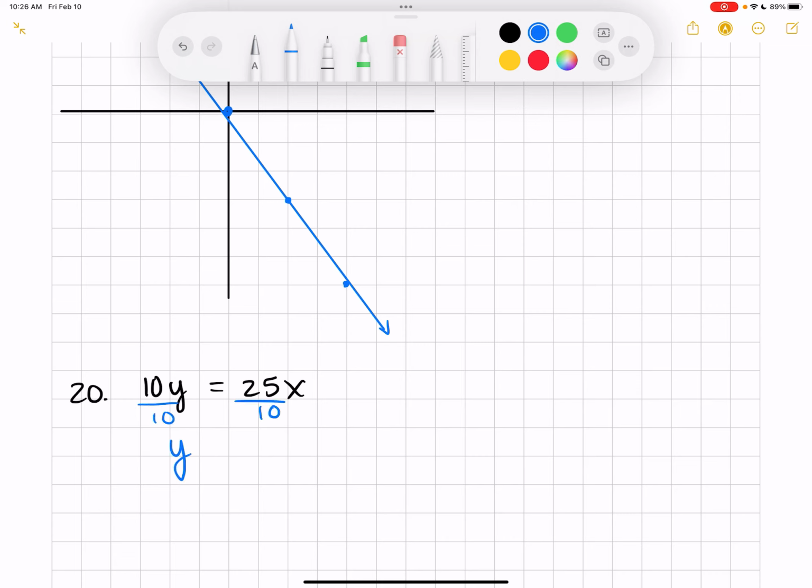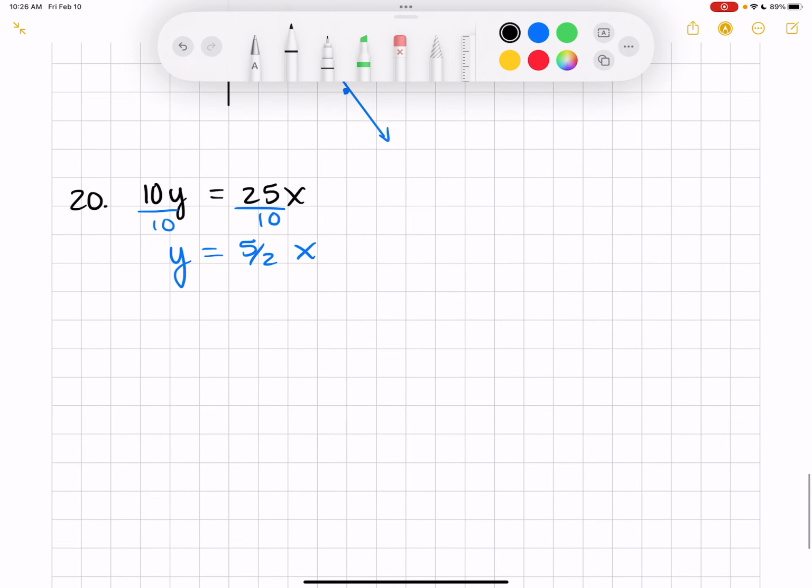So I'm left with y over here. 25 and 10 can reduce down to what? 5 over 2. 5 over 2 x. And then now I can take that and graph like normal.